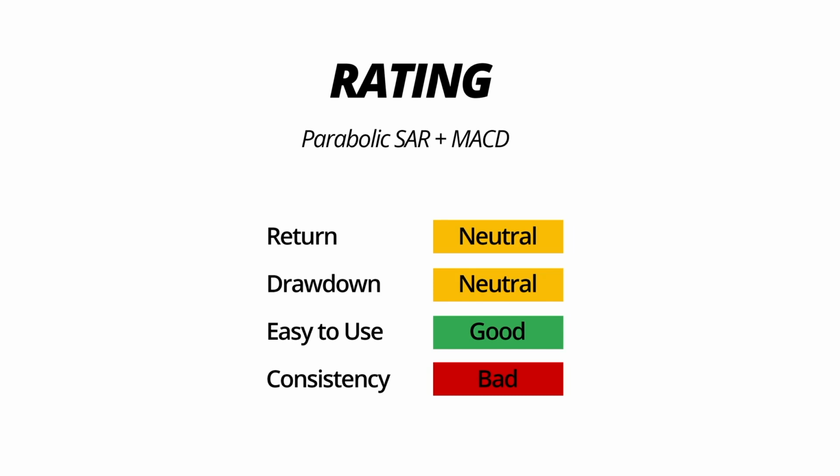Consistency? Bad. The strategy did not produce a steady growth and the trading account fluctuated quite a bit during the year. It is also very important to remember that this is only valid for the year of 2020 and could look very different in other years.